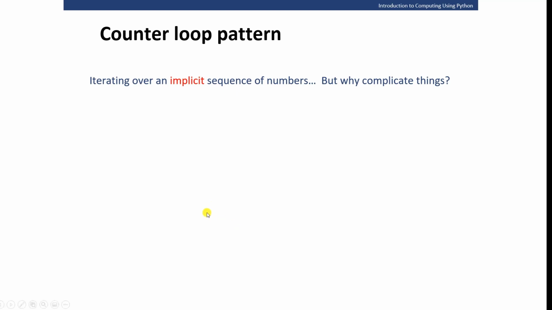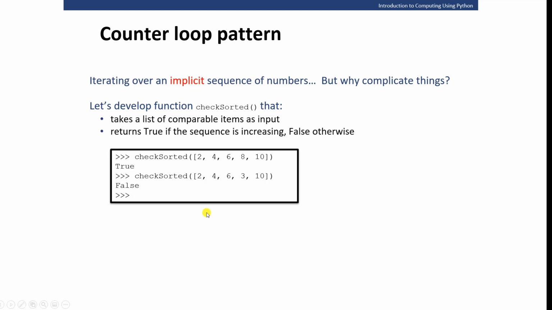So let's consider the problem of checking whether a given list of numbers is sorted in increasing order, okay? So what does that mean? That means that we have to develop a function called check sorted, and check sorted takes a list of comparable items as an input, okay?